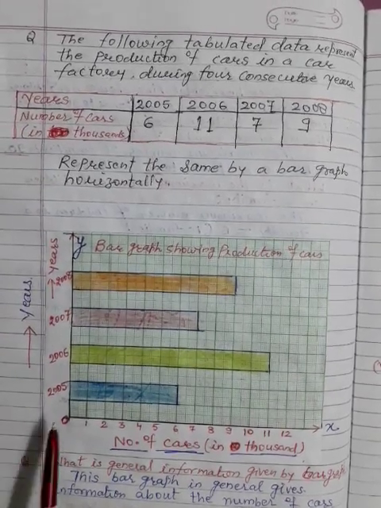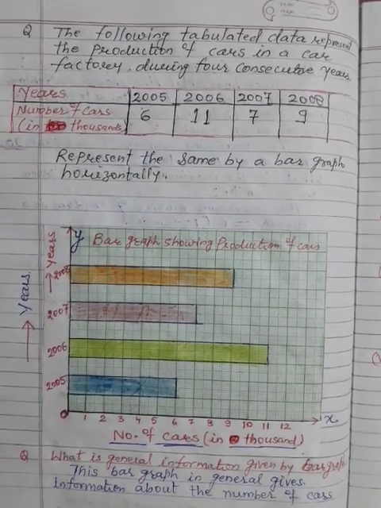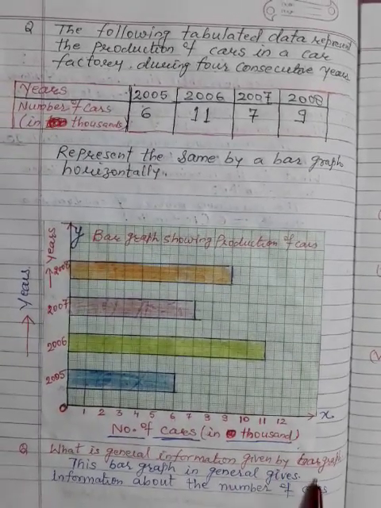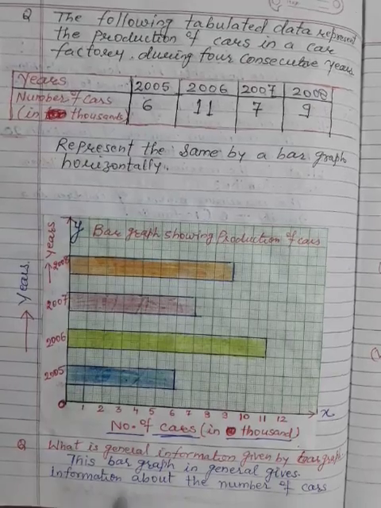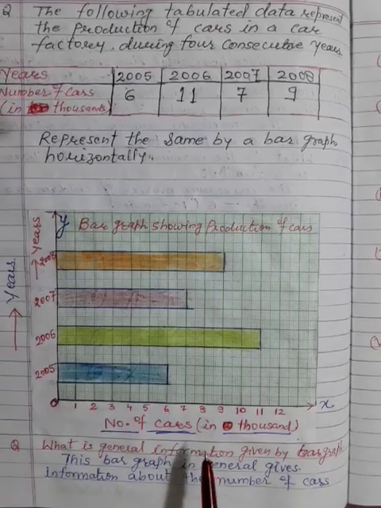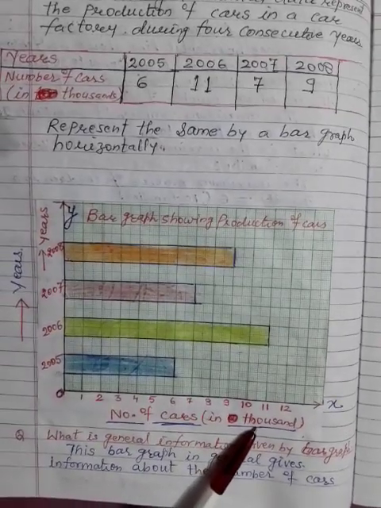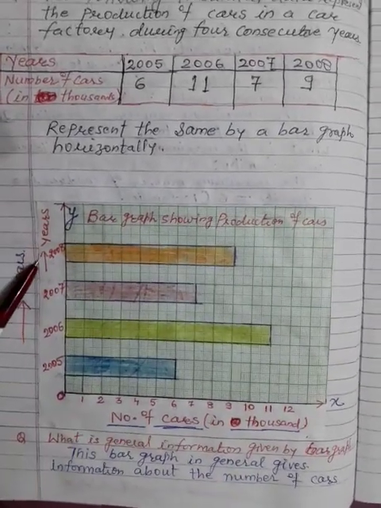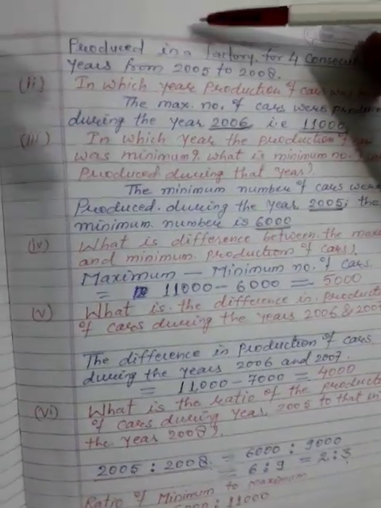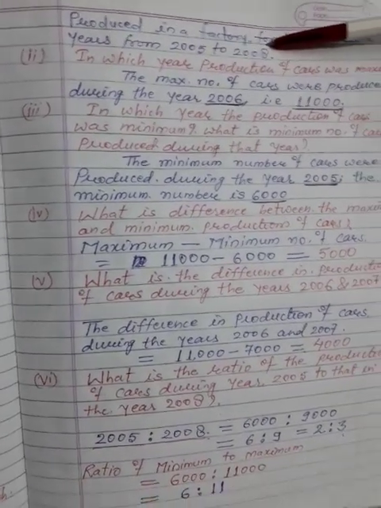Now from this bar graph we have to give some information. What is the general information given by a bar graph? This graph gives us the information about the number of cars produced, in thousands, in the different years. This is the information given in this question: the number of cars produced in a factory for 4 consecutive years from 2005 to 2008.